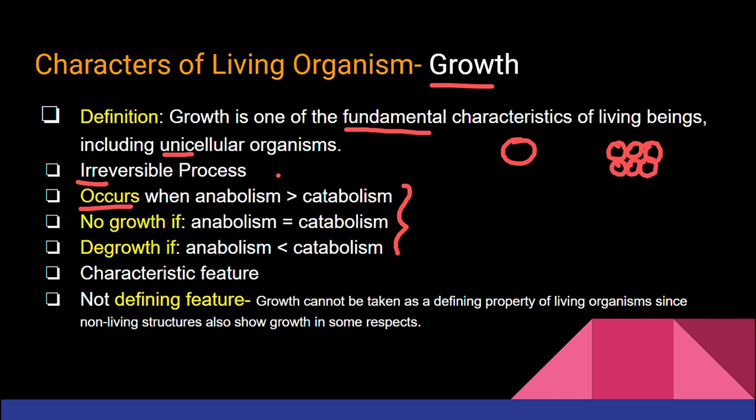So growth occurs. Now you only tell me, class, if I am going to break and break, then will you be able to see growth? No, obviously not. Growth is nothing but something addition is happening, right? So anabolism has to be more than catabolism. When no growth is happening, that means anabolism is equal to catabolism. What about degrowth? Degrowth is when anabolism is less than catabolism. Degrowth means negative. That means catabolism is more as compared to anabolism.